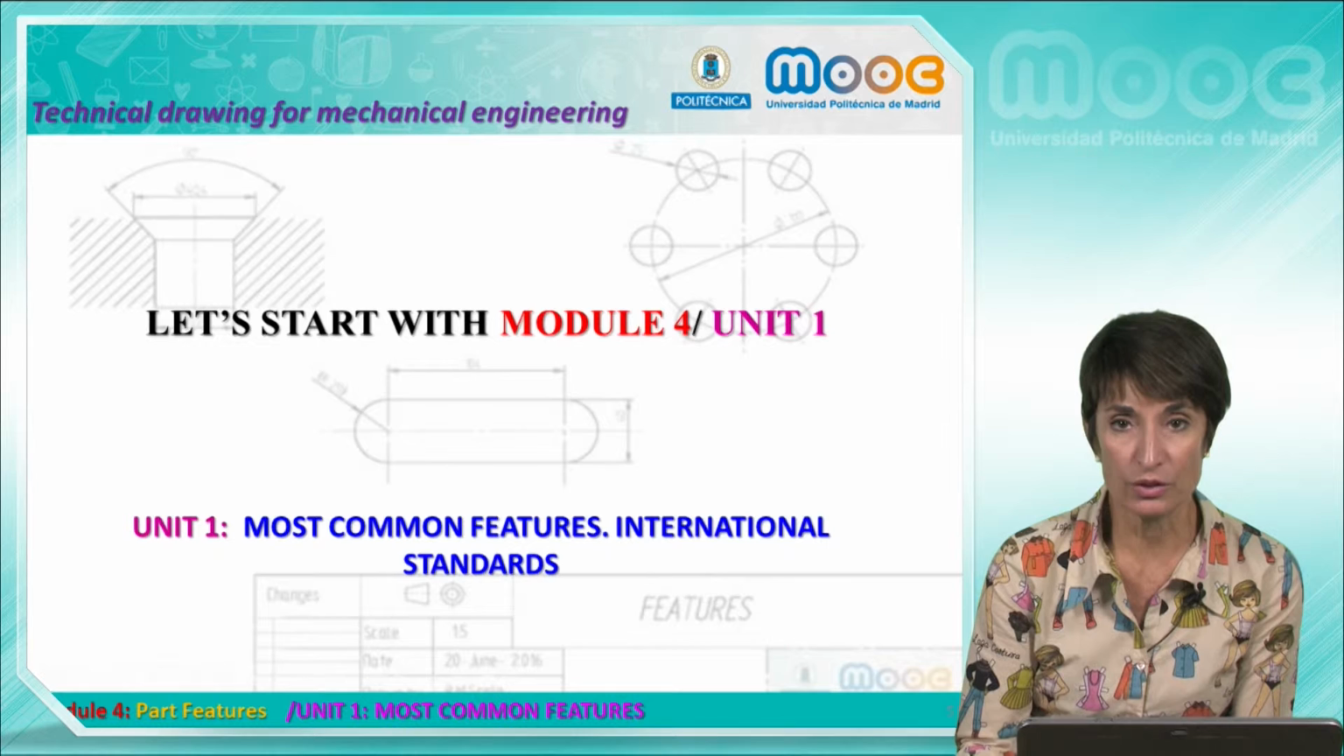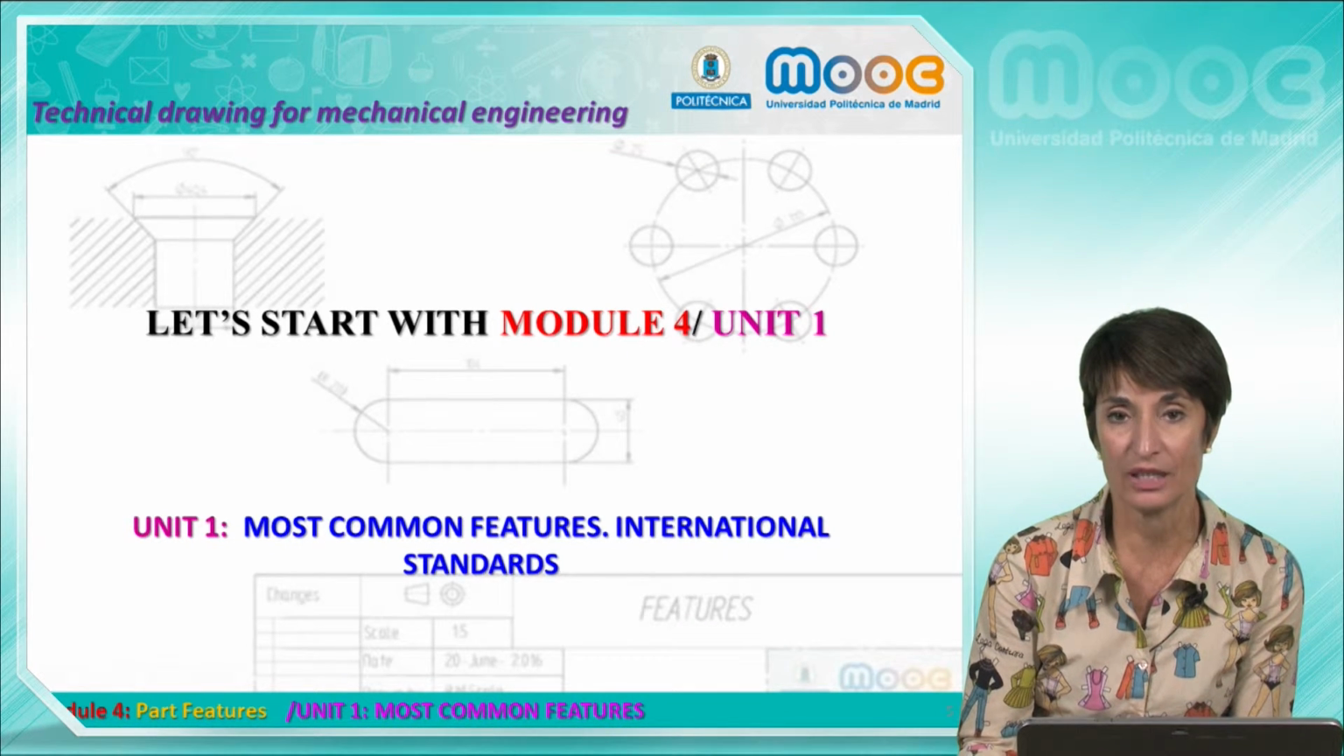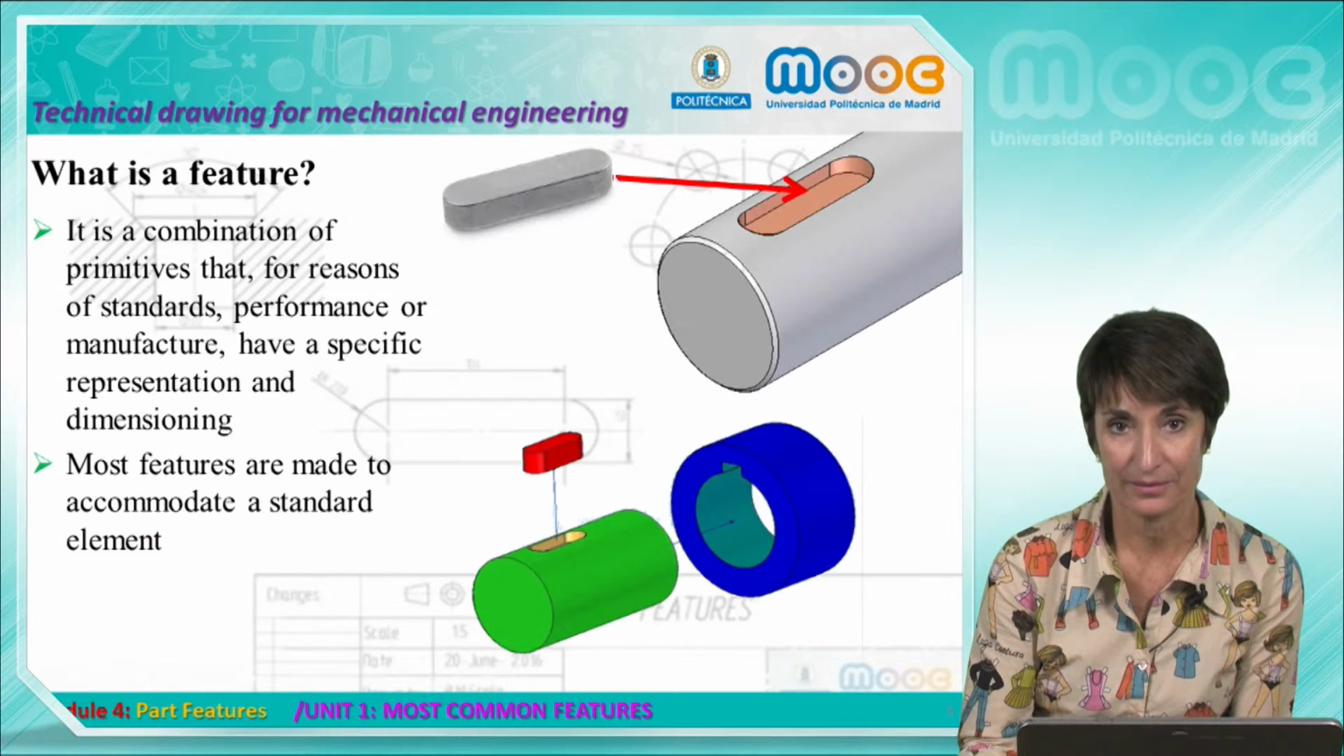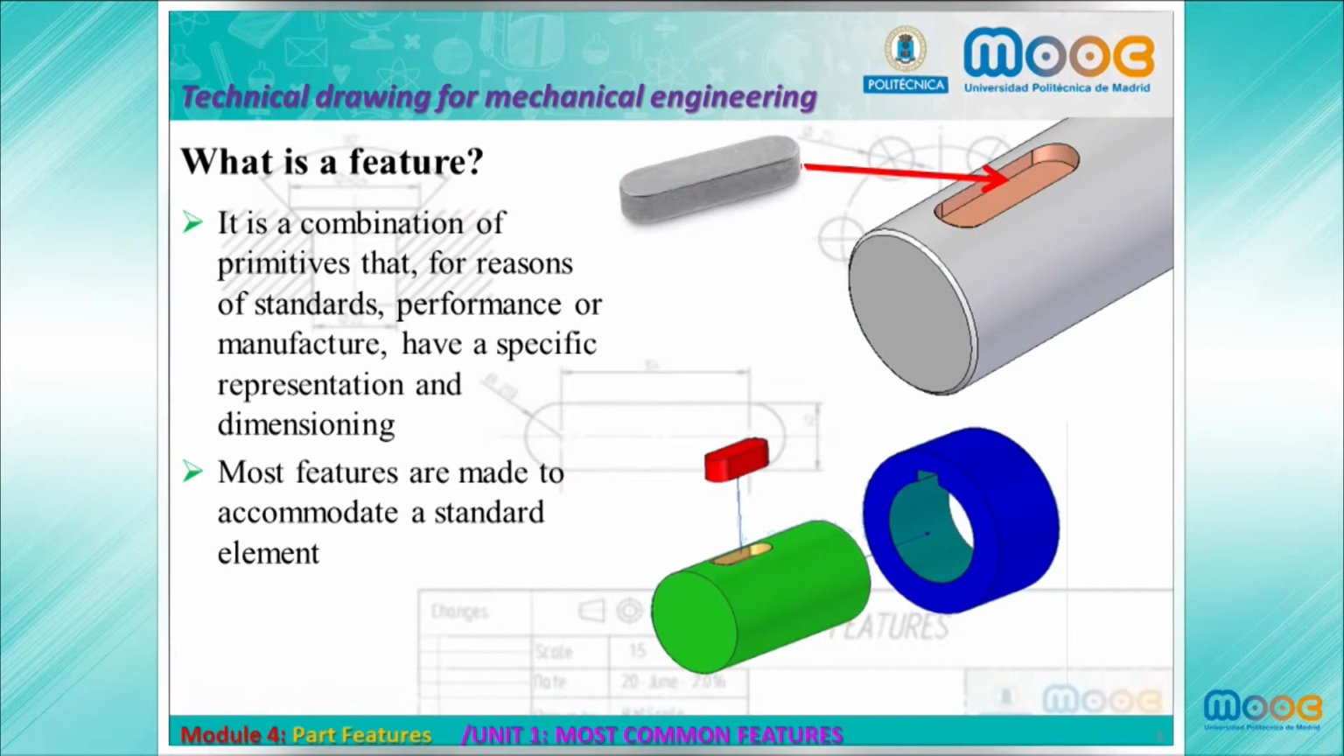Let's start with Module 4, Unit 1, the most common features and international standards. What is a feature? A feature is a combination of primitives that, for reasons of standards, performance, or manufacture, have a specific representation and dimensioning. Most features are made to accommodate a standard element.